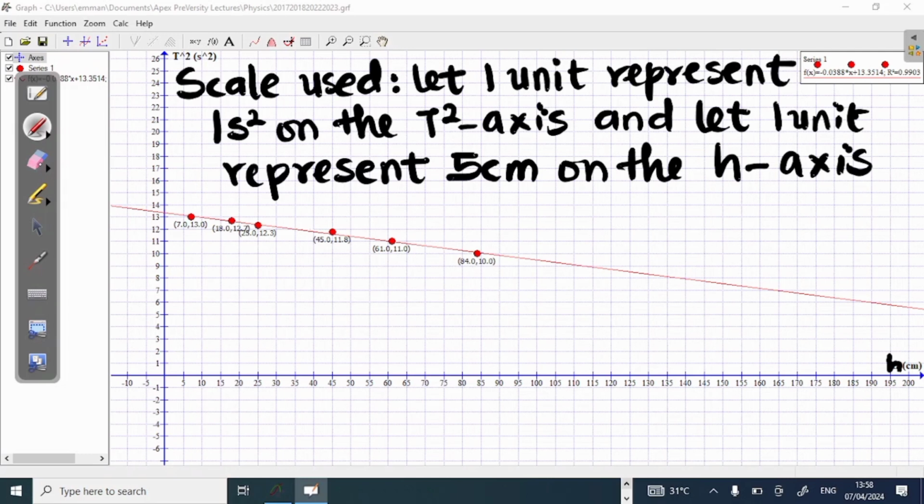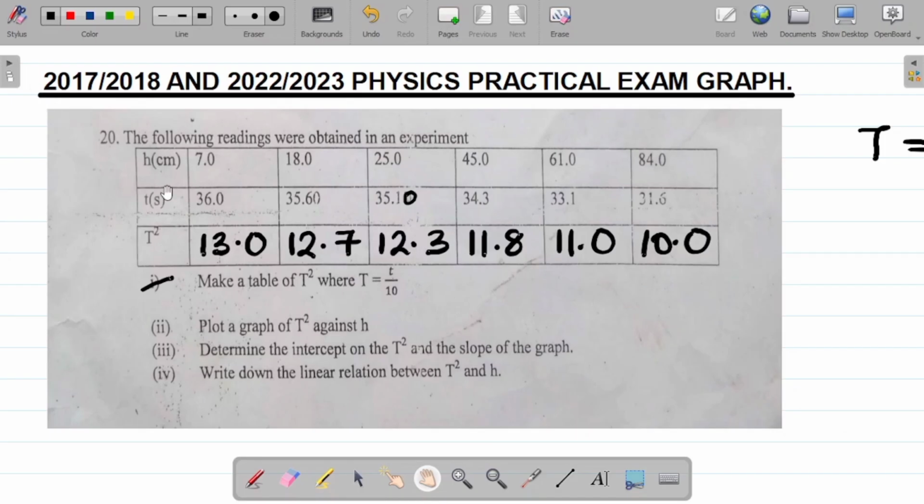All right, so you've gotten your title and your scale, and you've drawn your graph sheet. So this is what my graph sheet should look like. Going back to my question, so we've answered question 2, plot a graph of t squared against h. Question 3 says determine the intercept on the t squared axis and the slope of the graph.